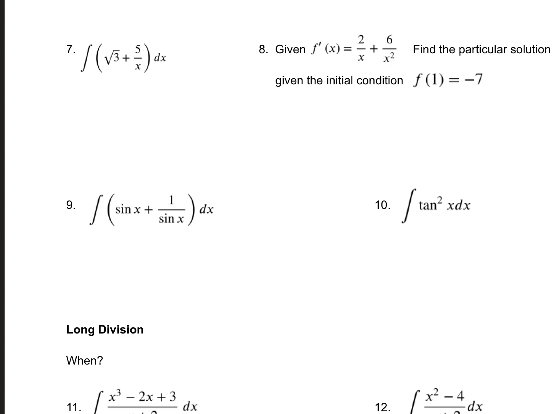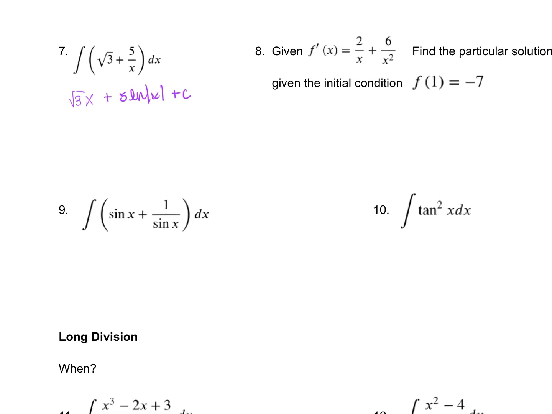Number 7, square root of 3. I know that looks kind of weird, but square root of 3 is just a constant. So all you're going to do is pick up the x and then plus 5 natural log of x plus c.